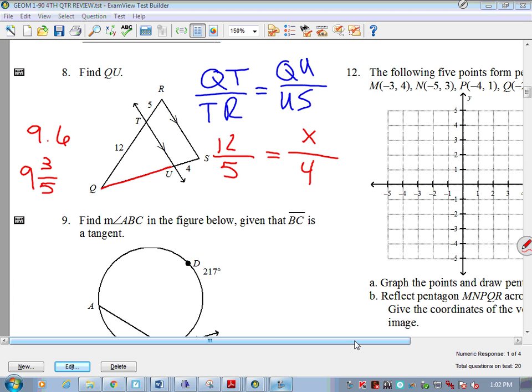Because 6/10 does come out to 3/5, I would accept either of those answers on the test if you had to type it in. So 9.6 or 9 3/5. Probably easier for you to type 9.6.